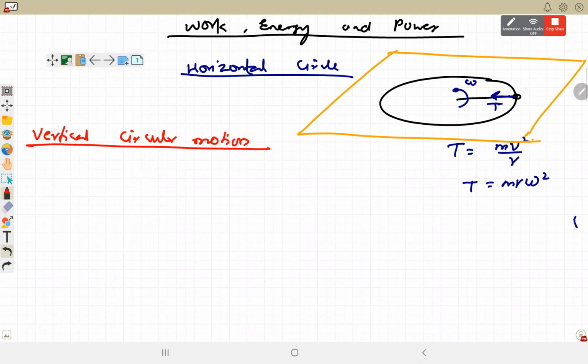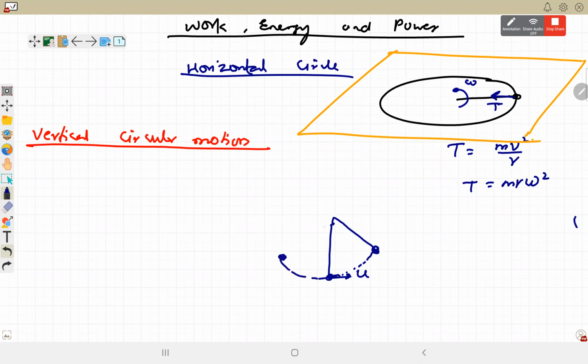So if a body is tied with a string of length L maybe, and it has to move on a vertical circular path, the path will depend upon how much speed we provide at the lowest point. If we give a very little speed, it may be moving like a pendulum. A pendulum goes to a certain height and then comes back, and it starts oscillating. SHM not guaranteed, but oscillation is guaranteed.